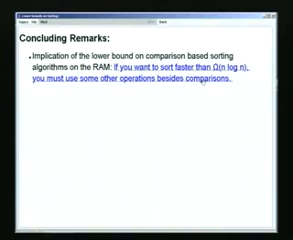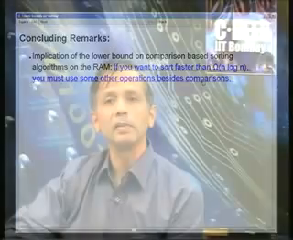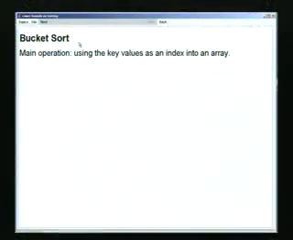Well, there is a decision tree algorithm which mimics the RAM algorithm, and therefore I am stuck to a lower bound of at least n log n. So I must use some other operations besides comparisons. Are there such operations? There actually are. In fact, a popular sorting algorithm called bucket sort does exactly this. The main operation it performs is that it uses the key values as an index into an array, which was not allowed in comparison based sorting algorithms.